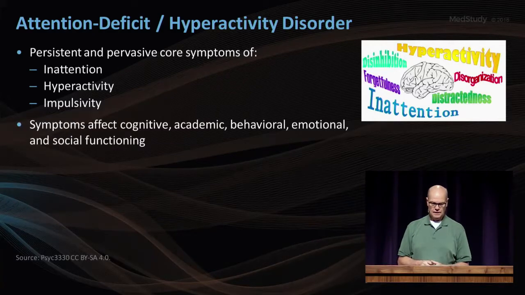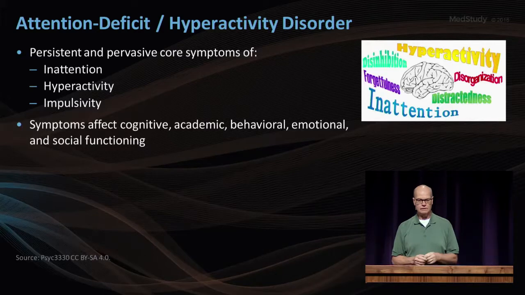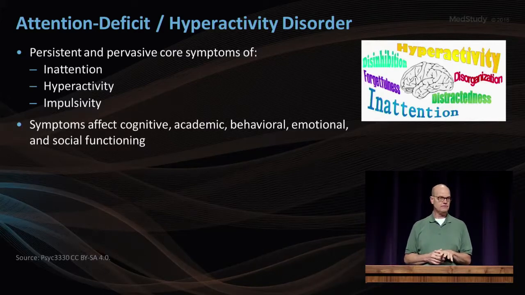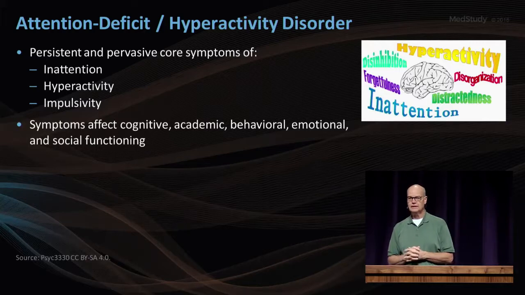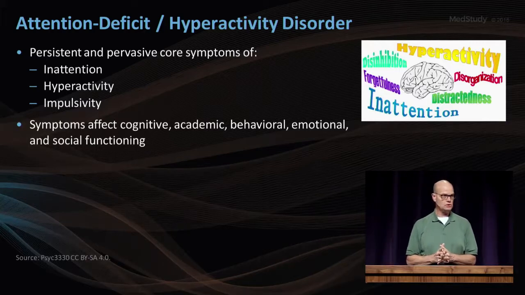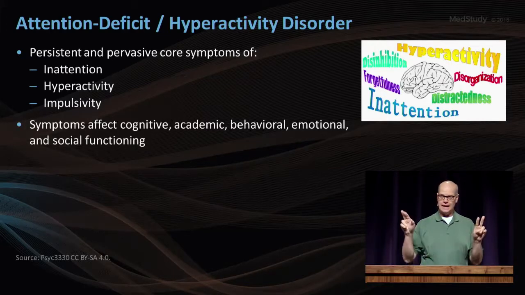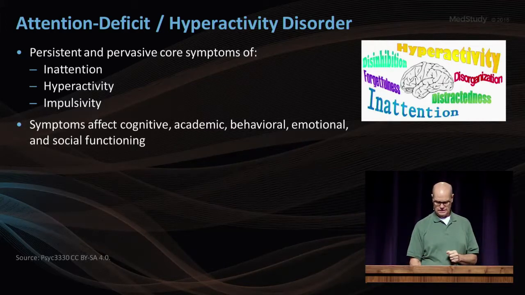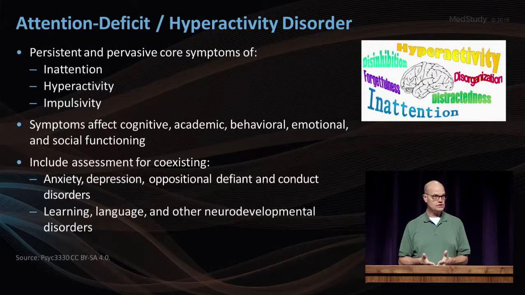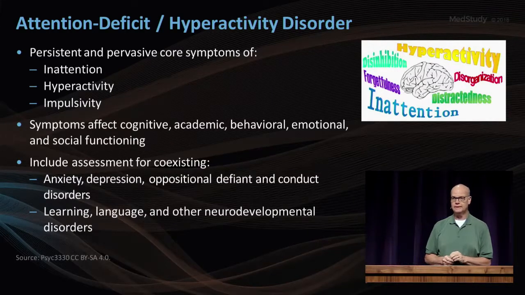The symptoms affect not only cognitive and academic function, but have a significant impact on behavioral and emotional issues, and especially on social functioning. Many of these children are bullied, picked on, labeled as not being successful, and really have some significant struggles. And because of that, there's a lot of comorbidities.